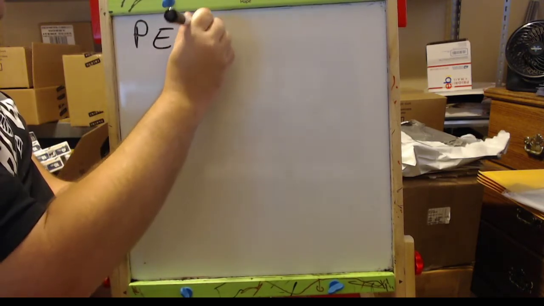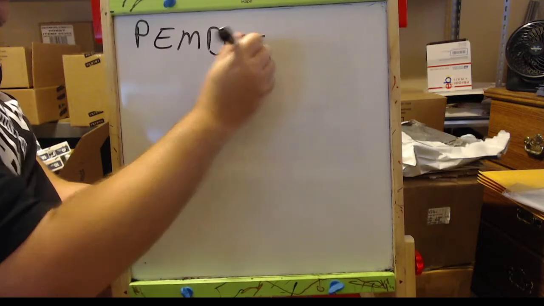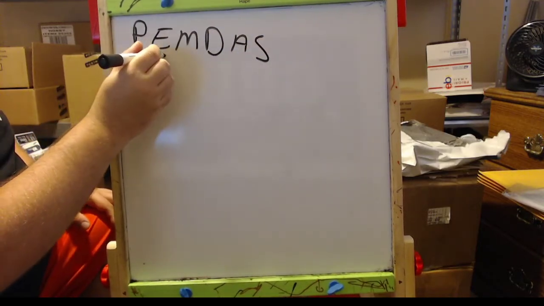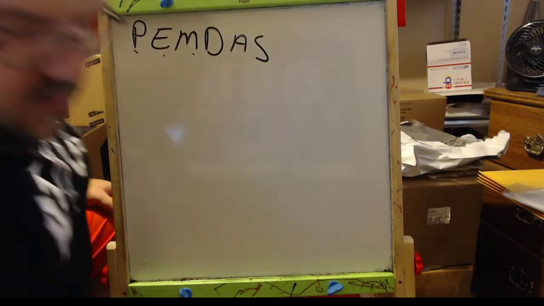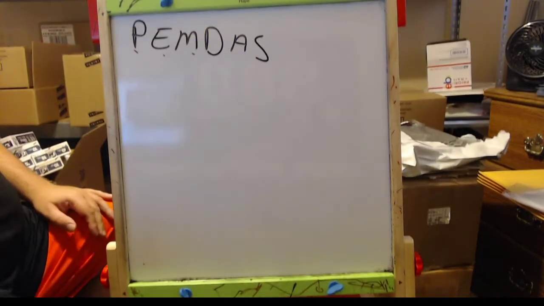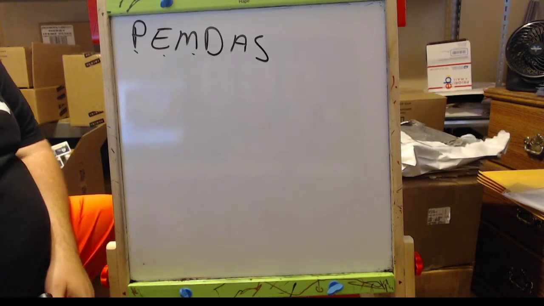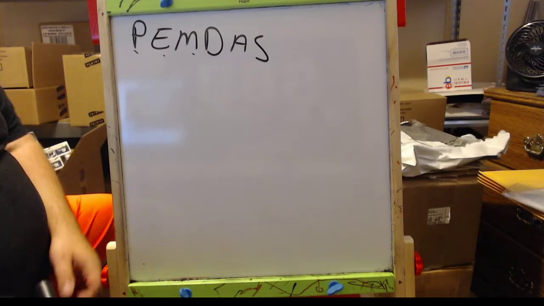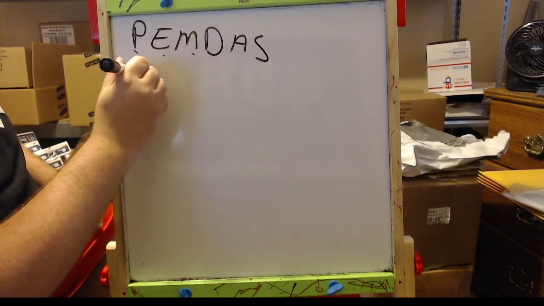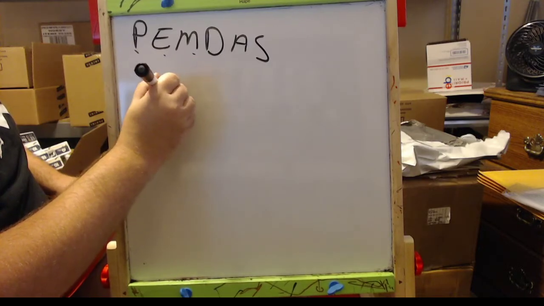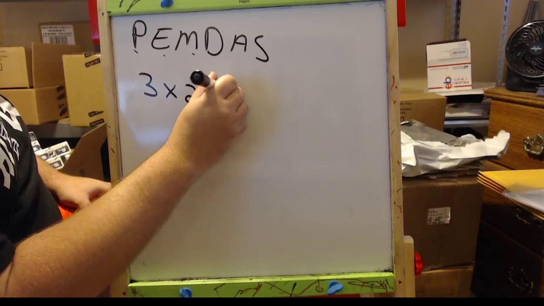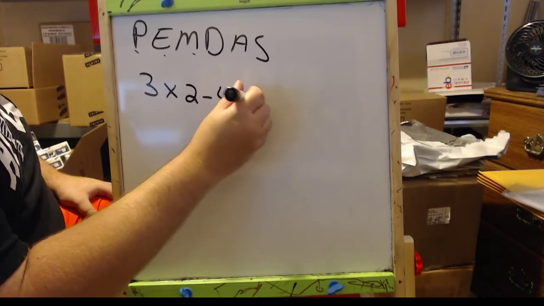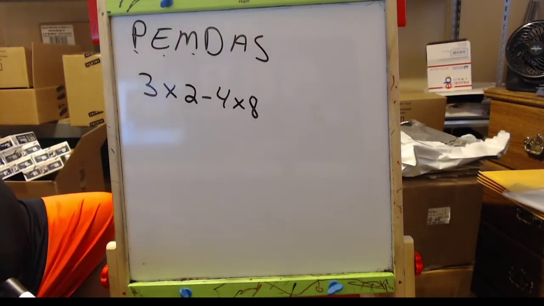PEMDAS. Please excuse my dear Aunt Sally. Parentheses, exponents, multiplication and division, adding and subtracting. And that's the order you do it if you have a problem. Okay. So if I had something like 3 times 2 minus 4 times 8. And I said, well, how do I do this?